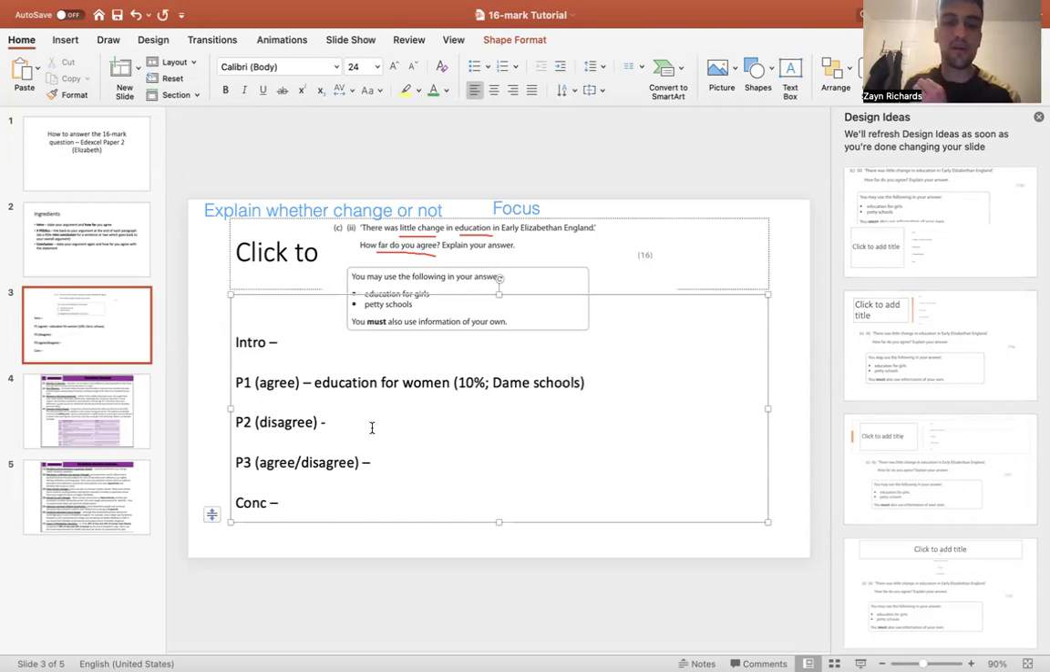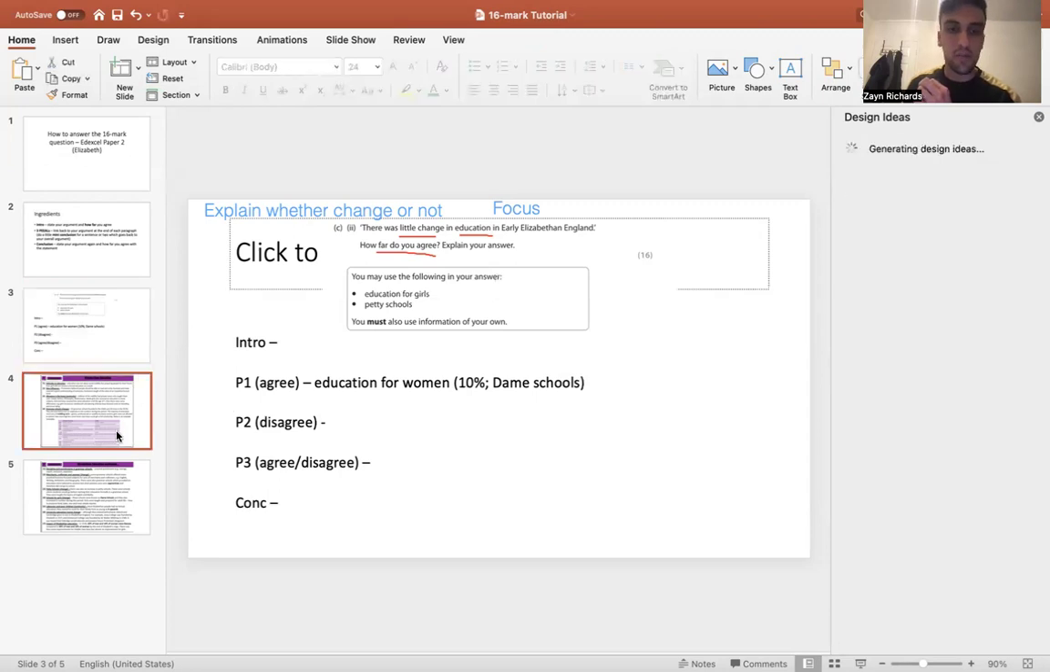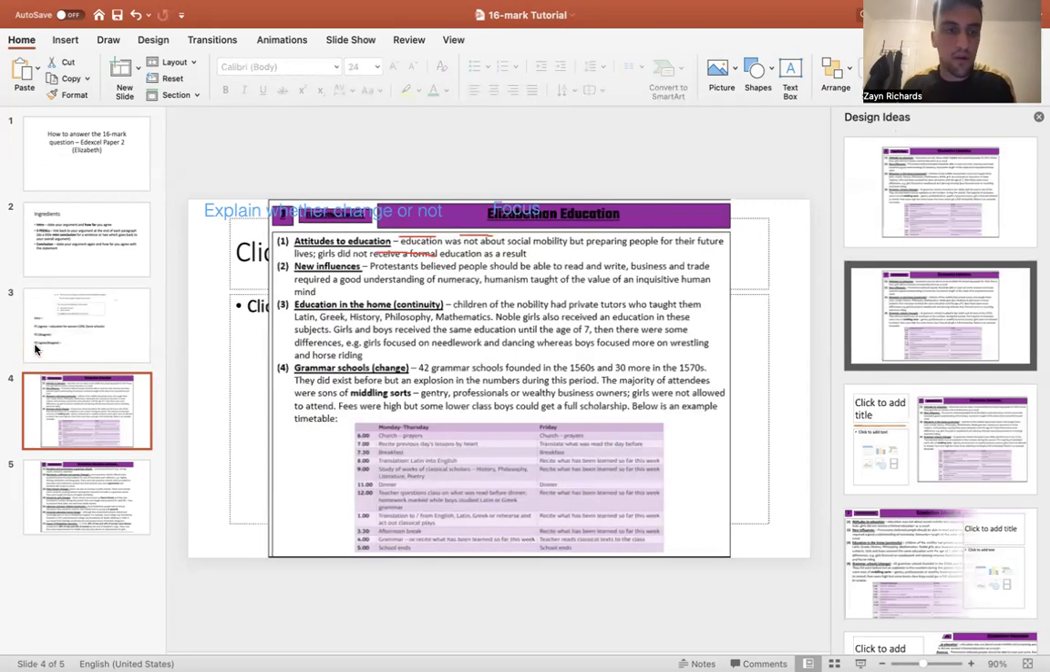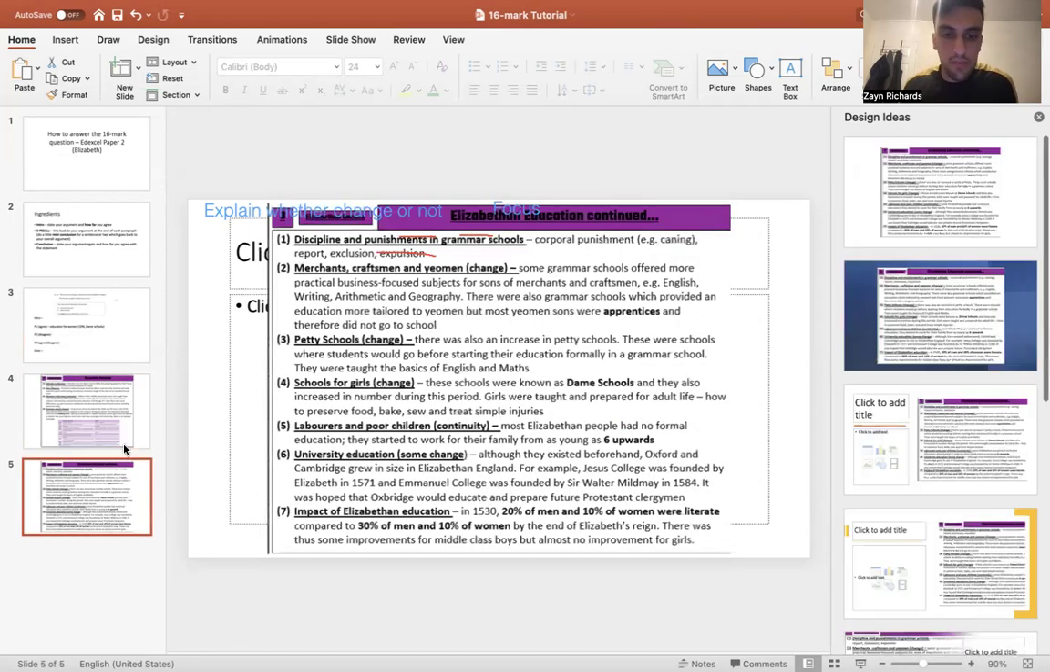There is an increase in them, but it's not significant. Okay. So if you want to know where I'm getting this from, I'm literally taking it from these slides. Here we go at the bottom. Impact of Elizabethan education, 10% of women were illiterate. Okay. I know I've put here that dame schools did see an increase, but ultimately they'd been around beforehand.